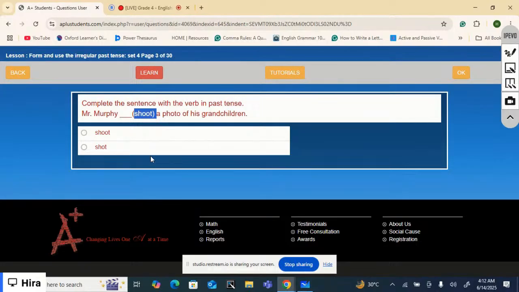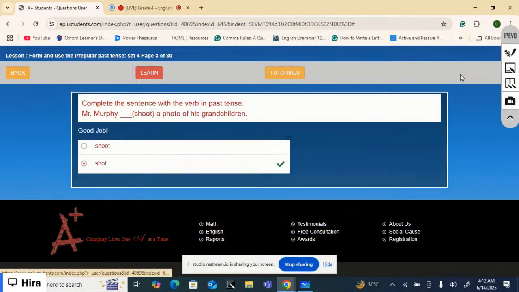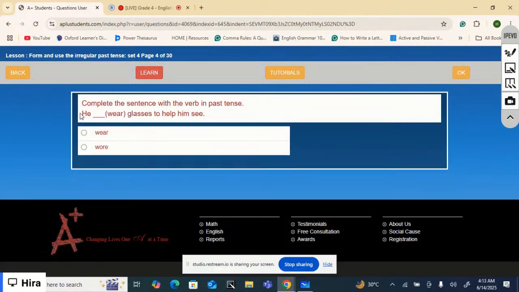Got an answer. Shot. Very well. Good job. Mr. Murphy shot a photo of his grandchildren. He blank glasses to help him see. The verb is wear. So complete the sentence with the verb in past tense. Wear or wore. Which one is correct? Past tense verb.